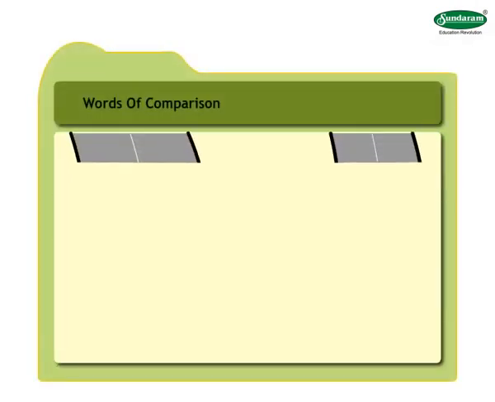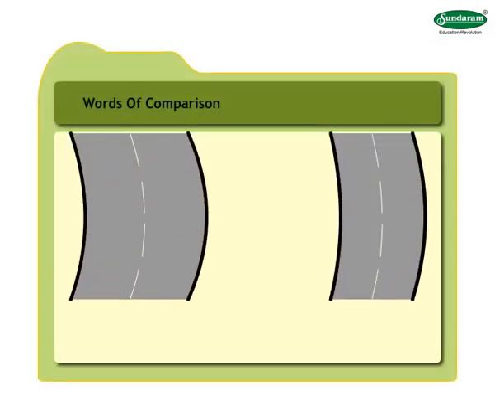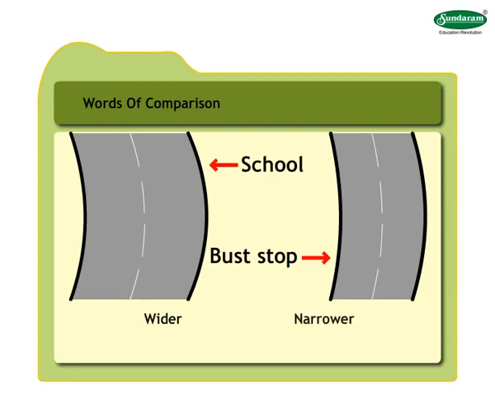You see two roads alongside. One goes to your school, the other goes to the bus stop. Both the roads are different in size. We say that the road going to the school is wider and the road going to the bus stop is narrower. Put one dot below the narrower road and two dots below the wider road.